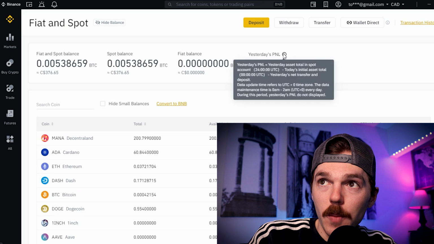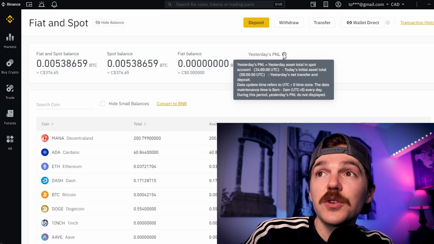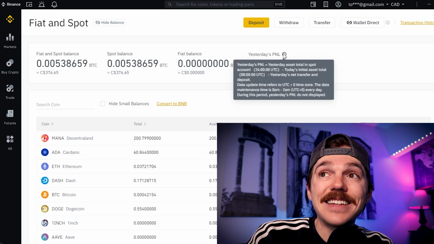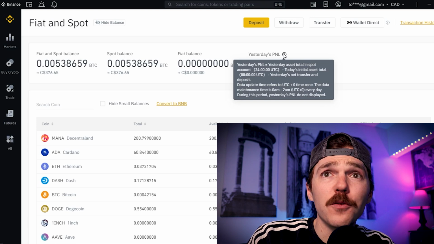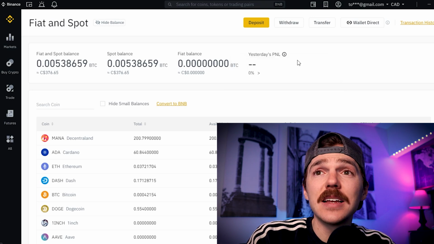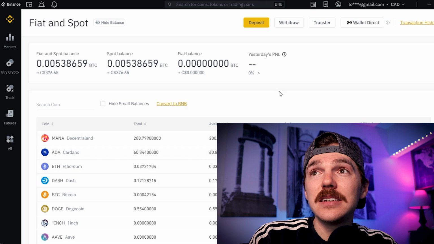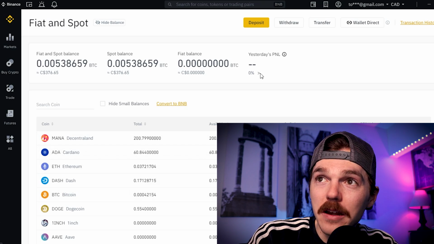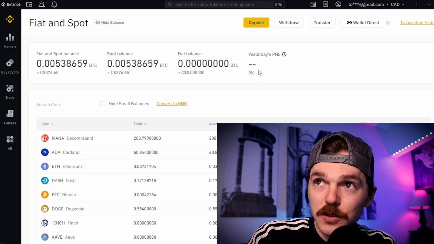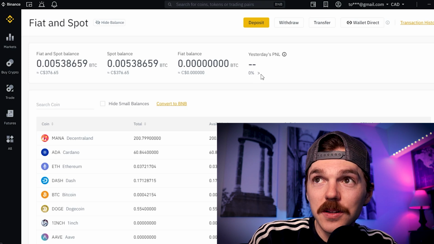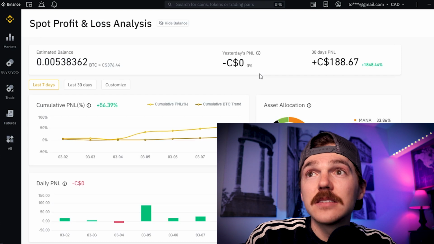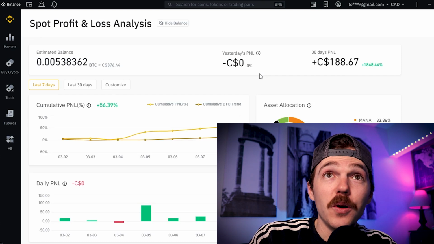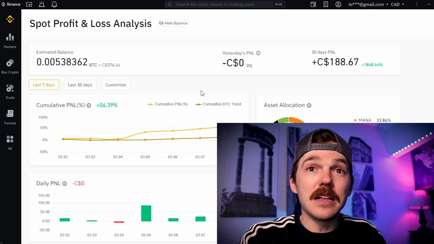In order to get your P&Ls, you actually have to wait until about 10 p.m. to get the day before's P&L. But there isn't an easy way to see yesterday's P&L. It's this little tiny button right here. This little greater than symbol is what we're going to click on. You click on that symbol and there we go, our profit and loss analysis.